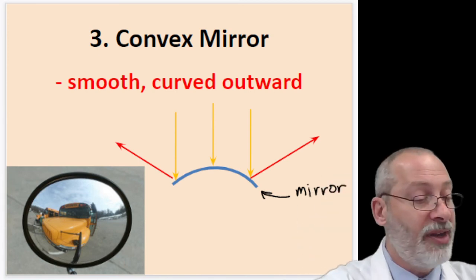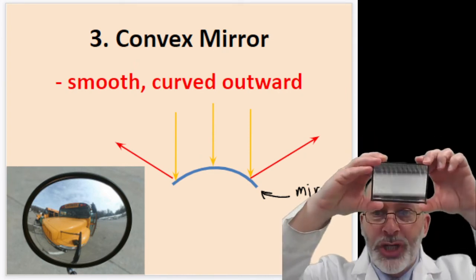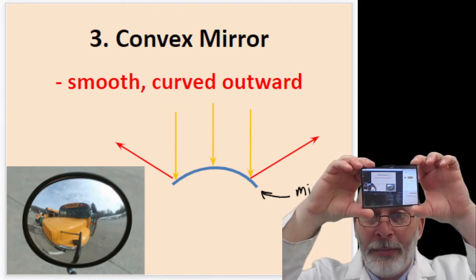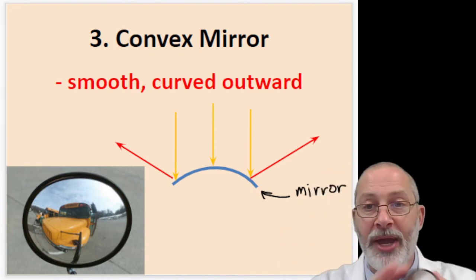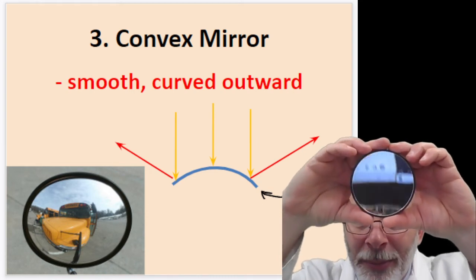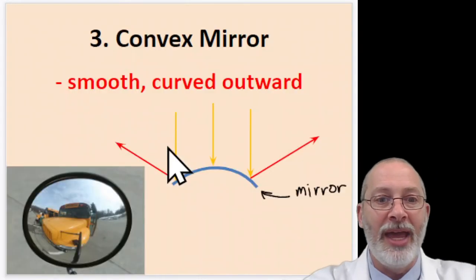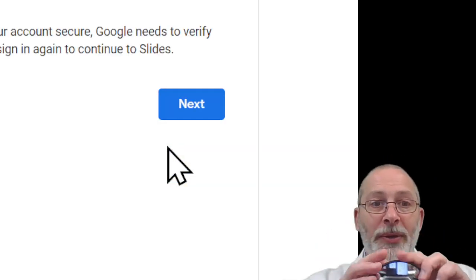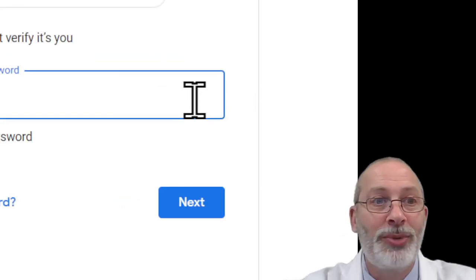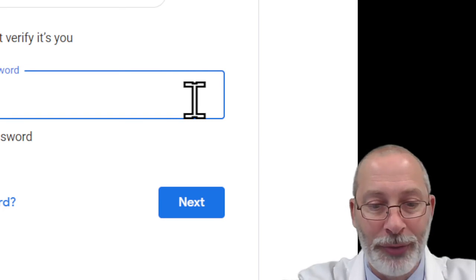When you look at the difference between the reflection of light in a plane mirror compared to a concave mirror compared to a convex mirror, there are quite a few differences here between the three.